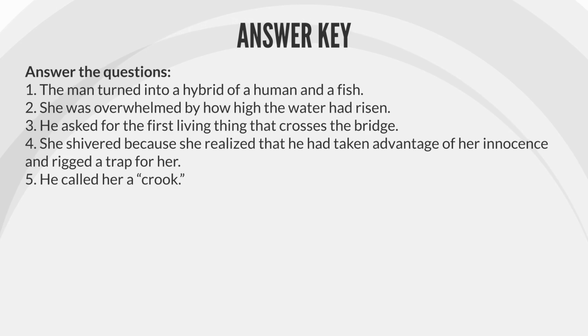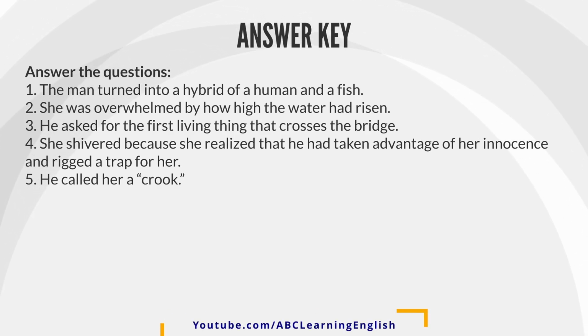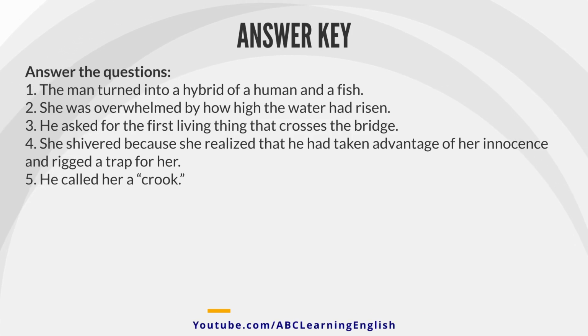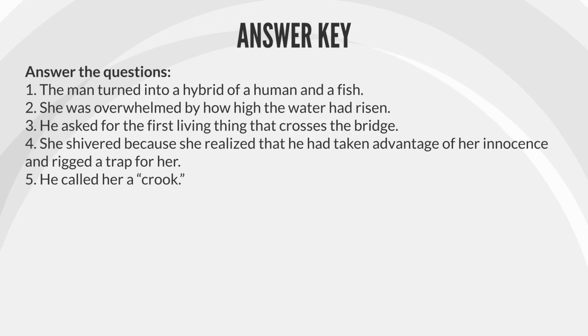Answer key. Answer the questions. 1. The man turned into a hybrid of a human and a fish. 2. She was overwhelmed by how high the water had risen. 3. He asked for the first living thing that crosses the bridge. 4. She shivered because she realized that he had taken advantage of her innocence and rigged a trap for her. 5. He called her a crook.